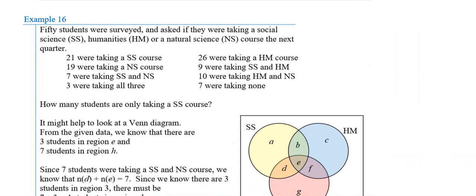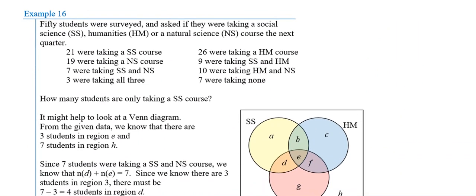All right, example 16. So 50 students were surveyed and asked if they were taking social science, humanities, or natural science. So here's a bunch of numbers, right? It tells us 21 were taking a social science course, 19 were taking natural science, 7 were taking social science and natural science, 3 were taking all 3, right? So a bunch of information.